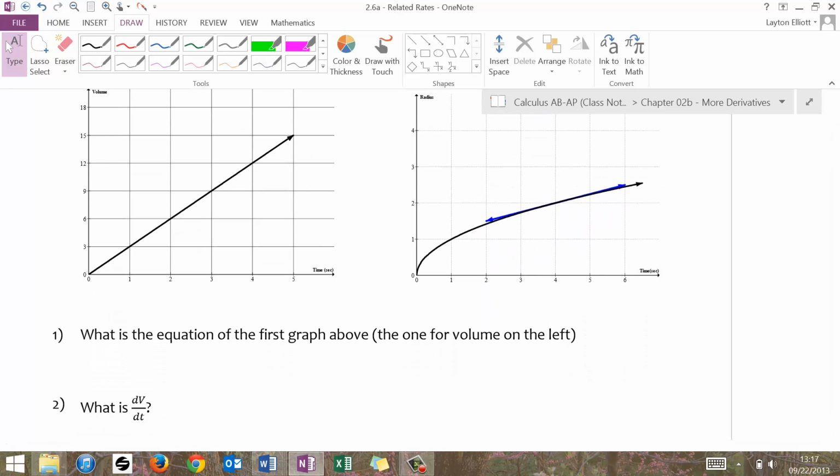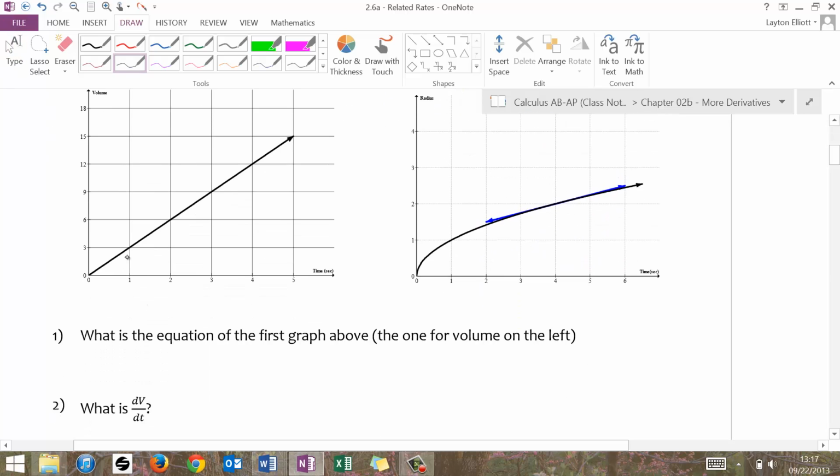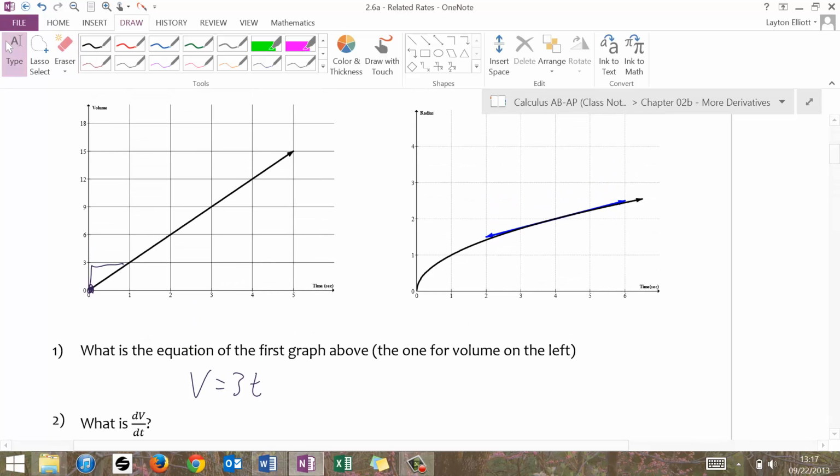So the first equation, the equation of the first graph, is a graph of volume for time. And it says air is blown at the rate of 3 cubic centimeters per second. So as I look at this and I see the slope of up 3 over 1 and a y-intercept of 0, the equation of this first graph is going to be volume is equal to 3 times time. Actually, y is equal to 3x, but it's not y and x, it's volume and time. The slope is 3, and it's a change in volume over a change in time.